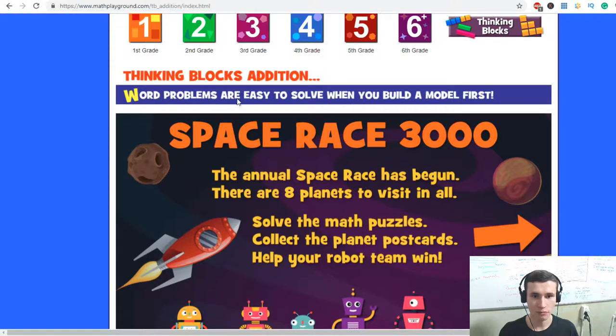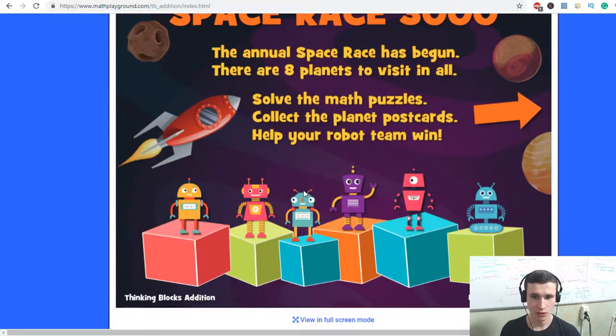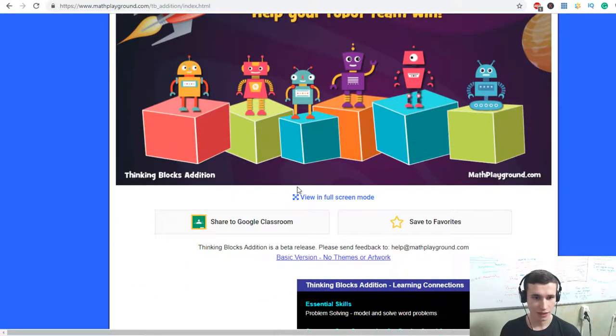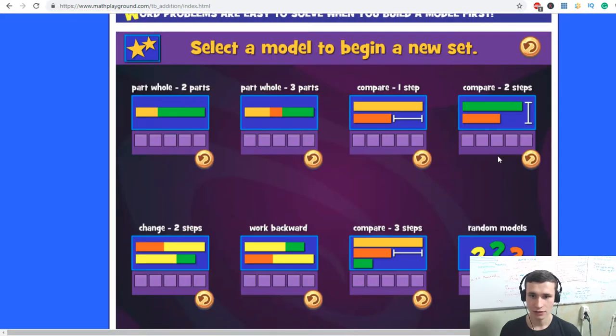Okay, word problems are easy to solve when you build a model first. Space Race 3000. The annual space race has begun. There are 8 planets to visit in all. Solve the math puzzles, collect the planet postcards, help your robot team win. Okay, Math Playground. Okay, let's try to do this. Let's get started.